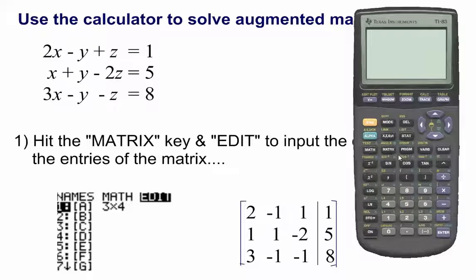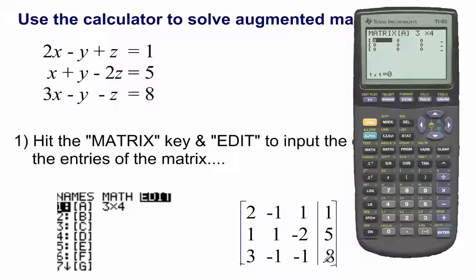Now I have a button on my old 83. If you have an 84, it's actually a second feature, so it's going to be in yellow on the top here. Right, so I'm going to go to matrix, and the first thing we are doing is editing the information. I always just put mine in A. You can put yours wherever you want. First thing it asks for is what's the order. We said it was 3 by 4, and it'll automatically expand as we need it to expand.